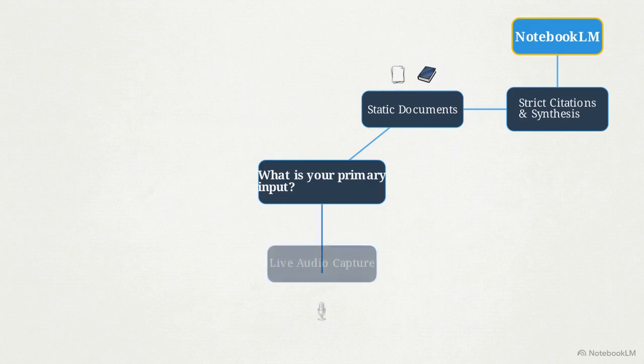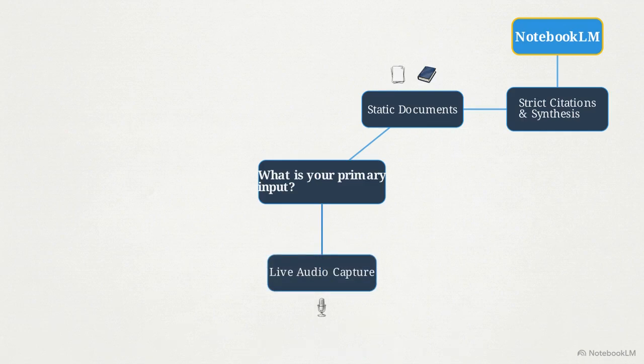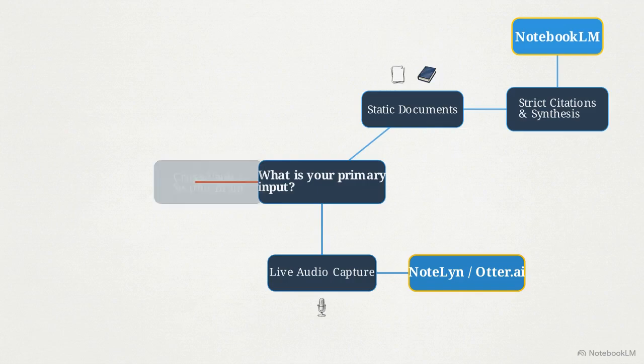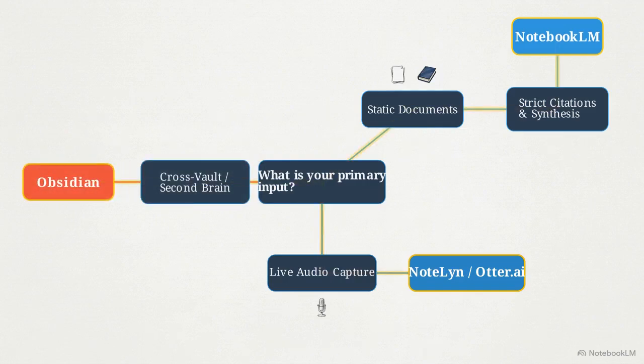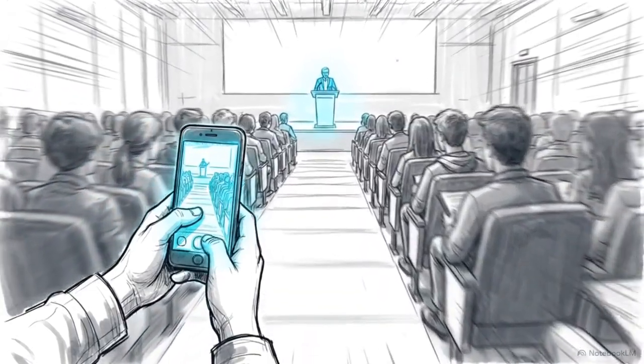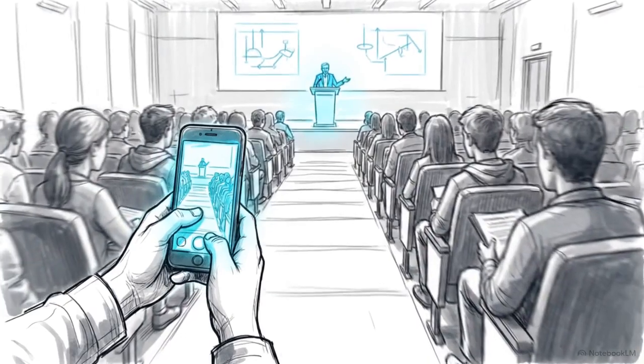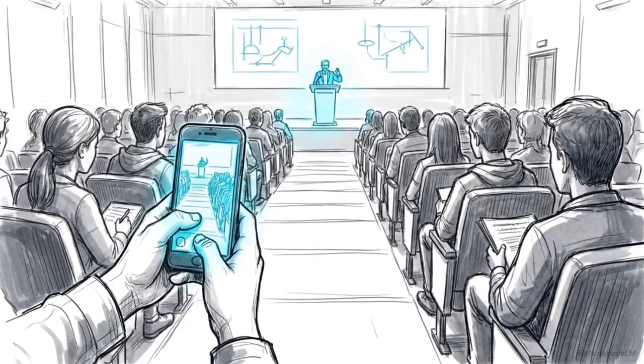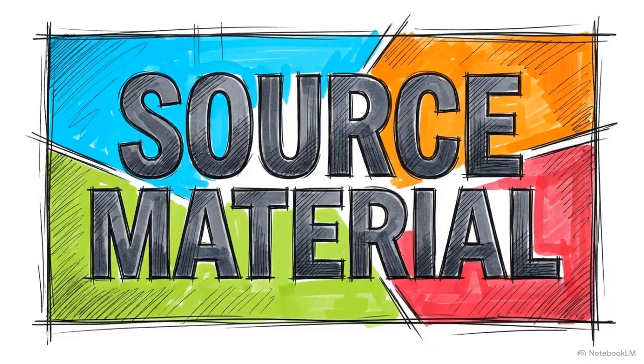However, if you are a live note-taker requiring live audio capture, your path leads to Notta or Otter. If you are a second brain builder needing a cross-vault knowledge base, your path leads to Obsidian. Anyone needing to record live lectures in real time or connect daily thoughts across years of writing must avoid NotebookLM and use these alternatives. The nature of your raw data determines which software ecosystem you belong in.